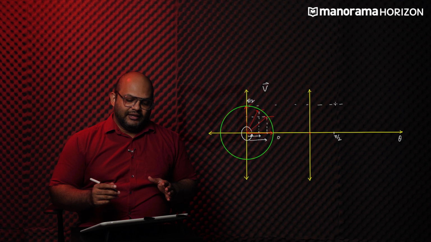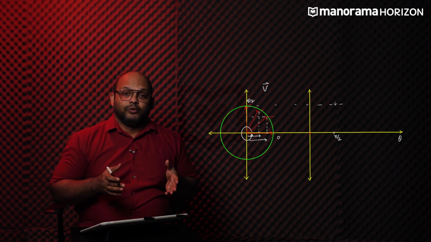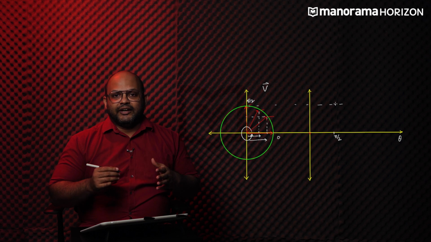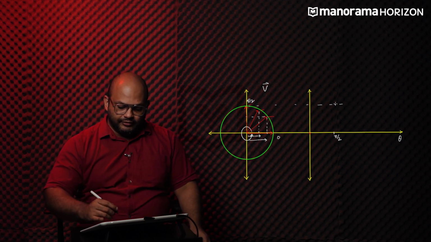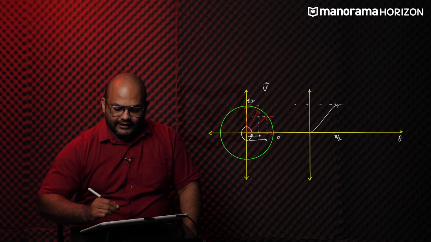For any of the values between 0 and 90, or 0 and pi by 2 radians, we notice that the height of the vector is increasing. So we can draw it out like this.